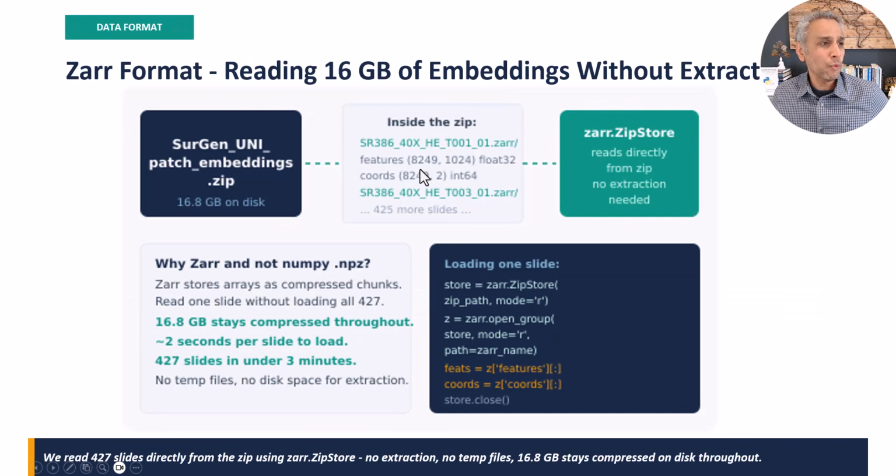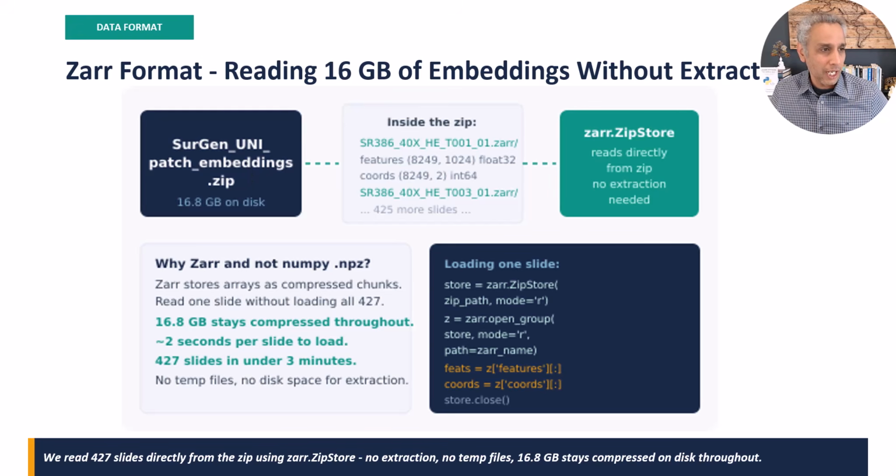Now, before jumping in, one other thing that I want you to be aware of is the Zarr format. I'm not sure how many of you have worked with Zarr format in the past, but we are working with it because the SurGen embeddings that we download are a 16.8 gigabyte file, by the way, a very large file that you need to download to get access to this data. And it's easy to get access to that data set. We'll talk about that in a minute.